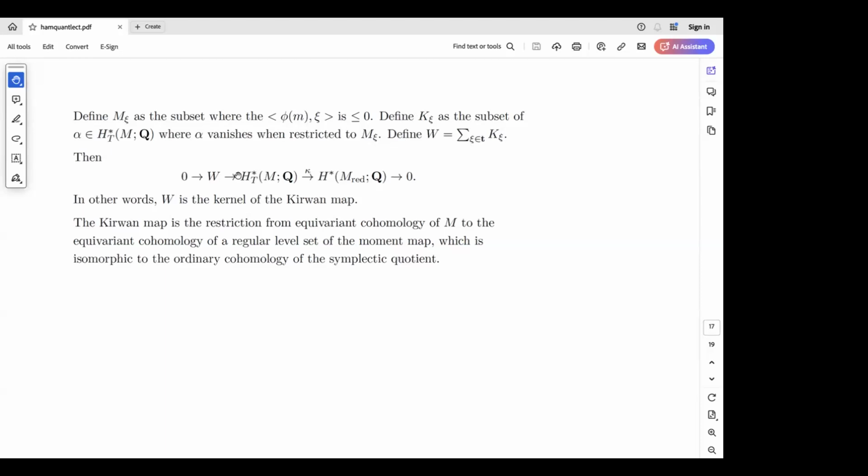So then there's an exact sequence. It sends the equivariant cohomology of M to the equivariant cohomology of the zero level set of the moment map, which, because 0 is a regular value, is equal to the ordinary cohomology of the quotient. So Kirwan's result was that this map is surjective.